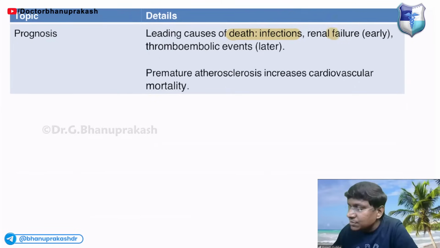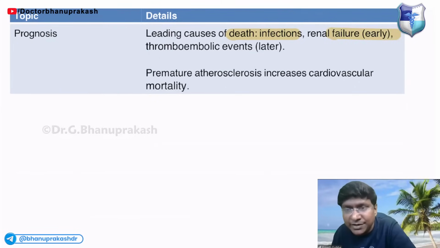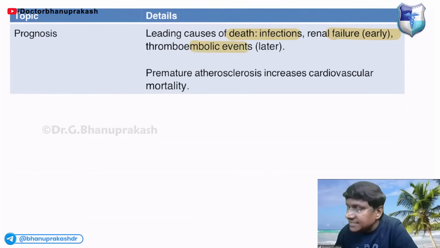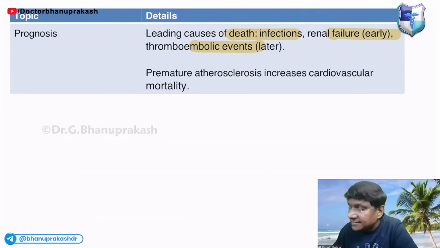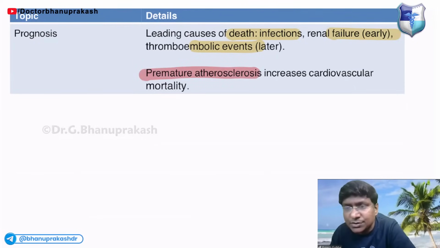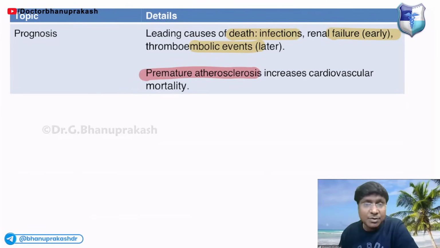And in early stages of SLE, the cause of death could be even due to renal failure. And in the later stages of the SLE, the cause of death can be even the thromboembolic events as well, right? And in these patients, there is increased risk of premature atherosclerosis that will result in coronary artery disease. So this is about your SLE.